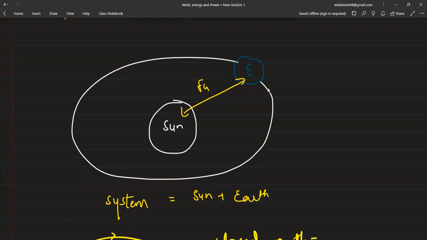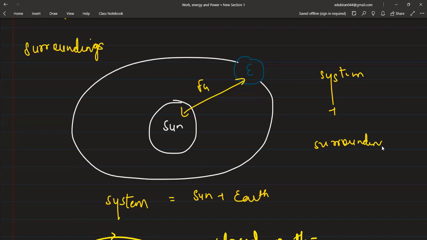This is the system. Anything which is left outside, there are other planets also, these are called the surrounding. And in total, we say system plus surrounding is equal to the entire universe.